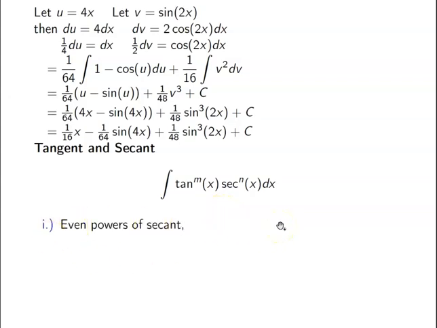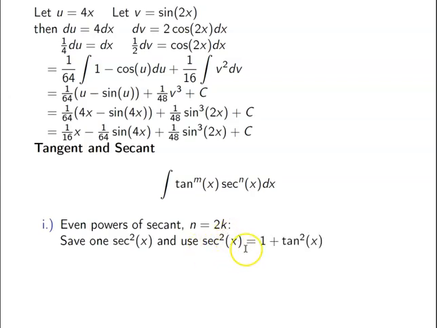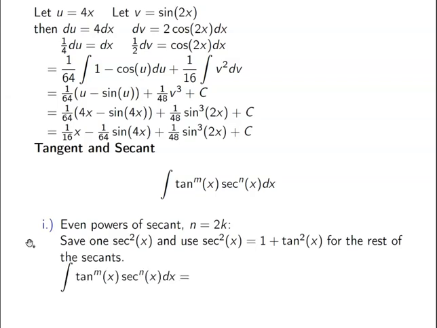So let's say I have even powers of secant. So the n here is 2k. I'm going to save one of those squares, and I'm going to use the substitution for tangent and secant to turn everything into tangents, right? So secant squared is 1 plus tangent squared. So turn everything into tangent, okay?